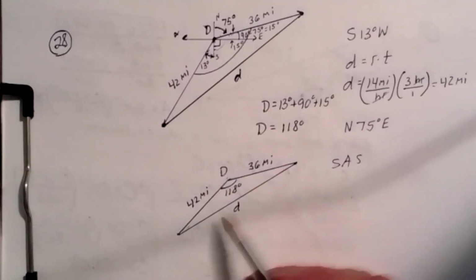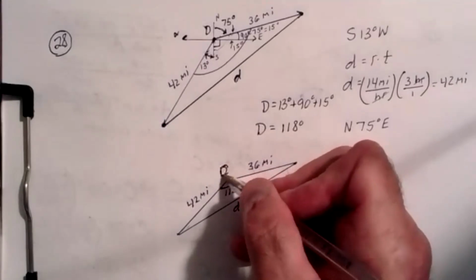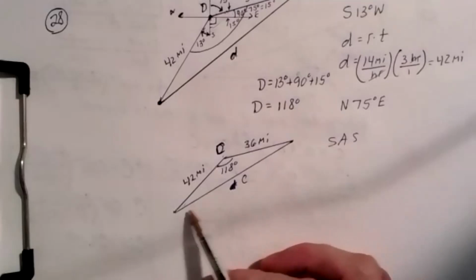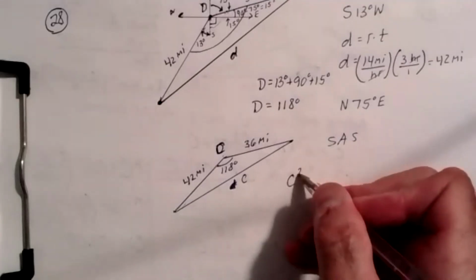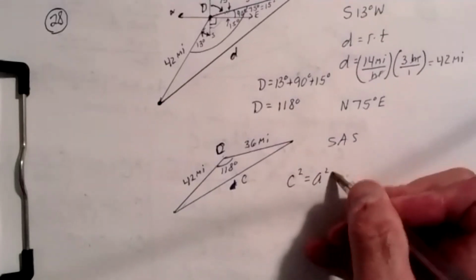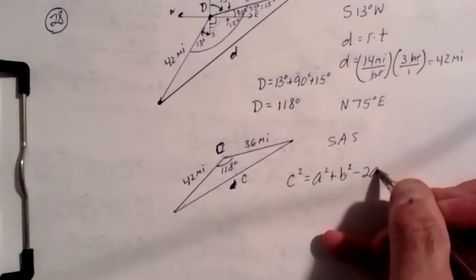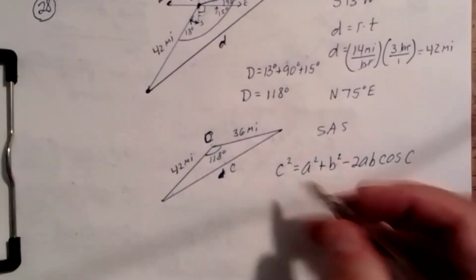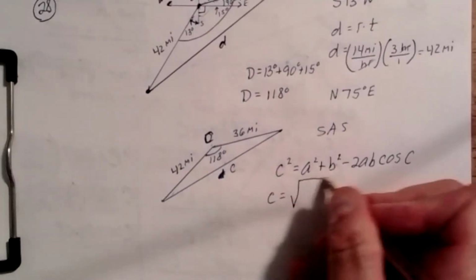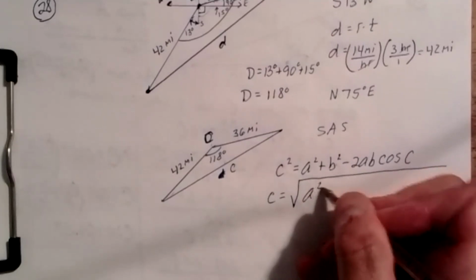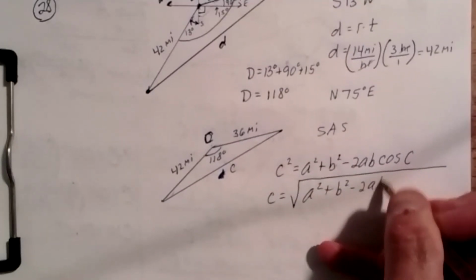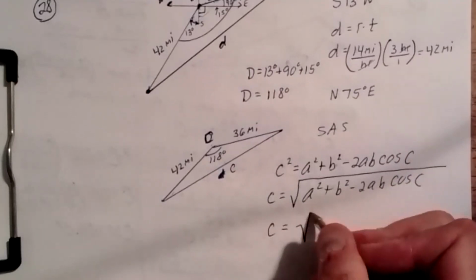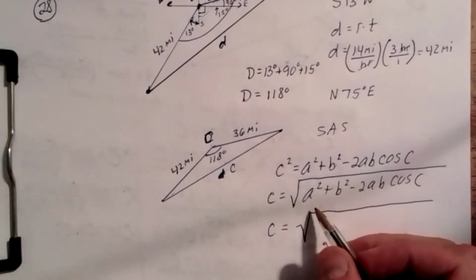So to find side D here, which maybe I could have called side C for the notational purposes of the law of cosines, we would say C squared is equal to A squared plus B squared minus 2AB times the cosine of angle C. All right, so here's your law of cosines. Side C is the square root then of A squared plus B squared minus 2AB times the cosine of angle C.